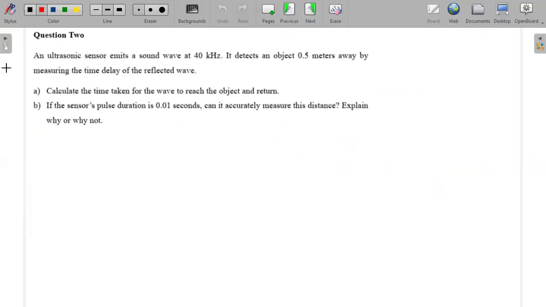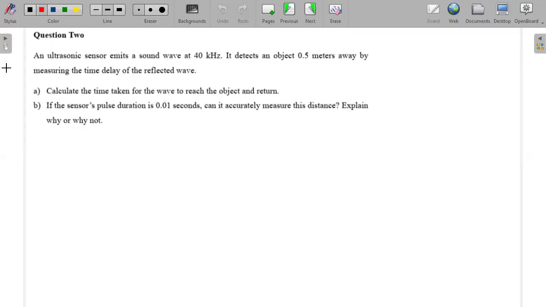Question two is saying an ultrasonic sensor emits a sound wave at 40 kilohertz. It detects an object 0.5 meters away by measuring the time delay of the reflected wave.